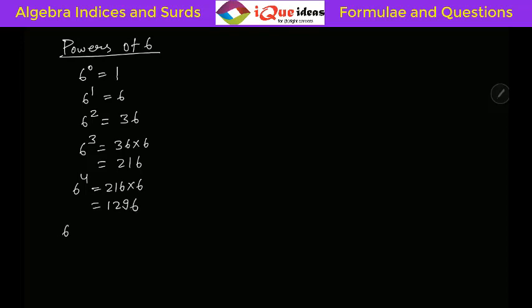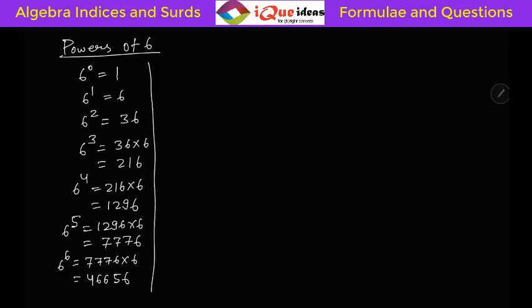Just for practice, if you calculate 6 raised to the power 5, it will be 1296 into 6, which is equal to 7776. And just one more, 6 raised to the power 6 will be 7776 into 6, and that will be 46656. Right? So if I summarize the powers of 6, we can write 6 raised to 0 is equal to 1, 6 raised to 1 is equal to 6, 6 raised to 2 is equal to 36, 6 raised to 3 is equal to 216, 6 raised to 4 is equal to 1296, which is eventually 36 square as well, right?